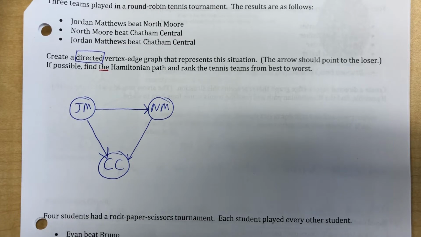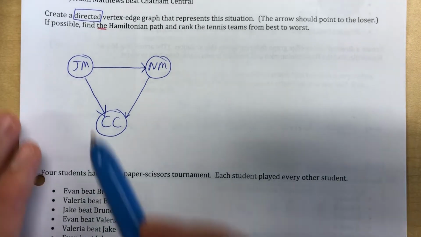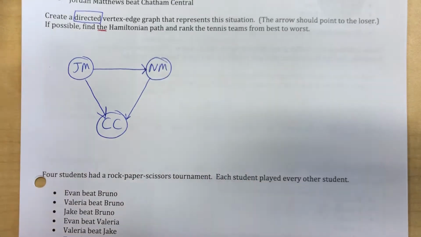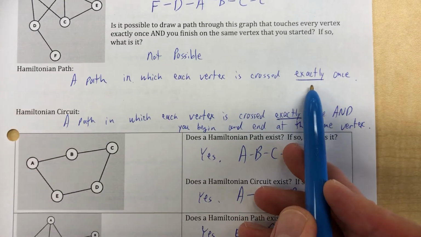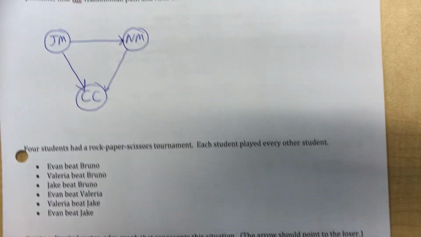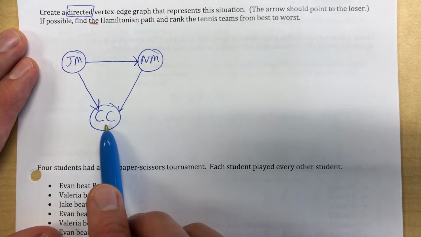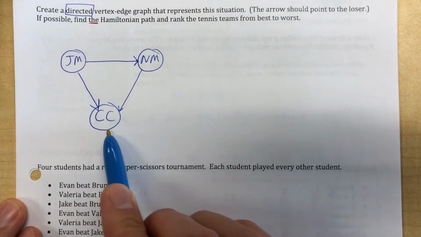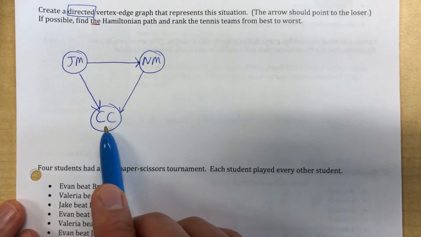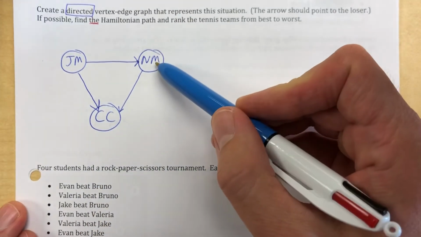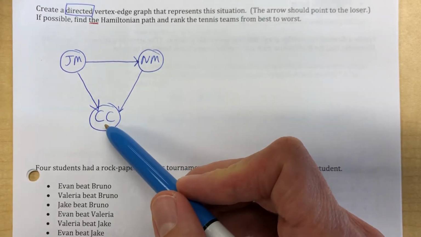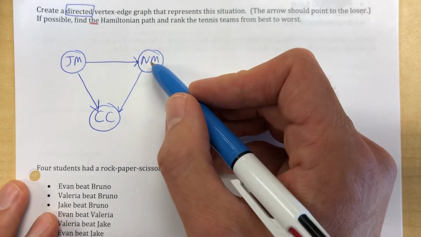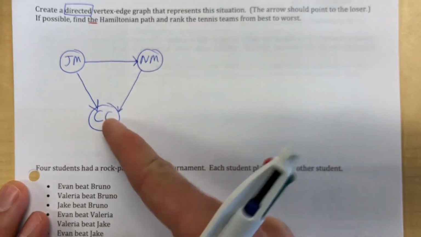So I'm going to start with the impossible and work my way towards the possible. I want to find the Hamiltonian path. Again, Hamiltonian path, I'm going to cross every vertex exactly once. But now I'm following arrows. So I'm starting impossible. If I start at Chatham Central, I'm stuck. This is not the Hamiltonian path. If we start at Northmore, then we have no choice but to go to Chatham Central, and we haven't done a Hamiltonian path at all because we've only touched 2 of the vertices.